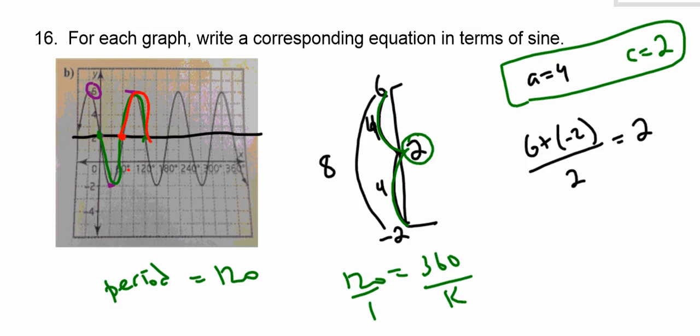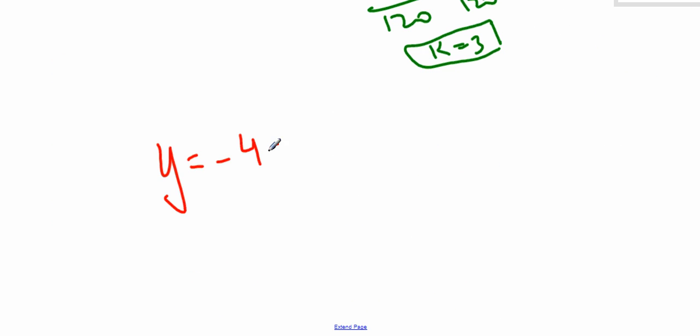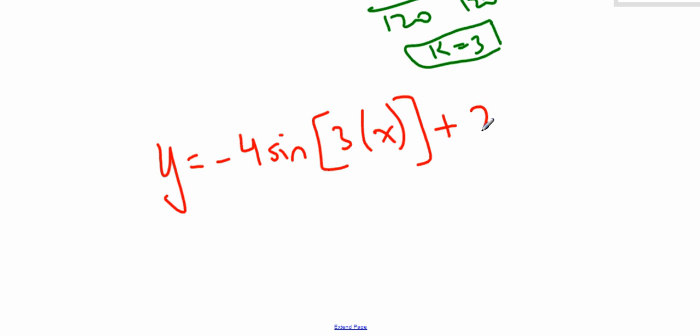So it was negative 4 sine, the k value is 3, and we didn't move it left or right, but we did move it up by 2. And obviously I have a lot of extra brackets here that I don't need, so we could just simply write this like this. You can see that there's no phase shift, so you don't need all those brackets.